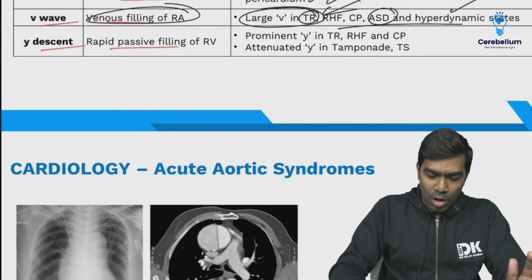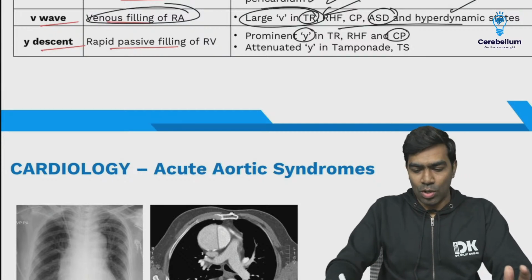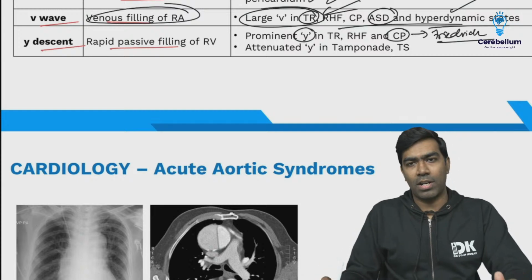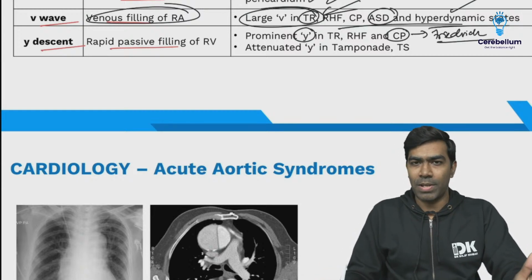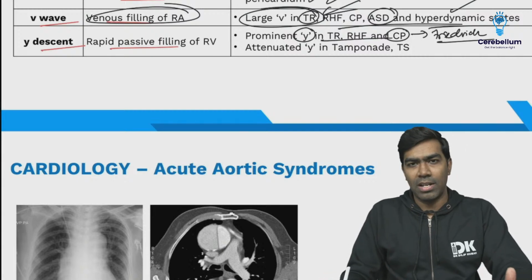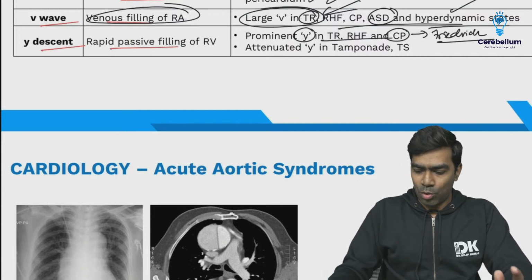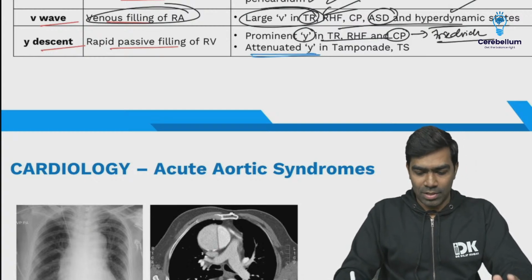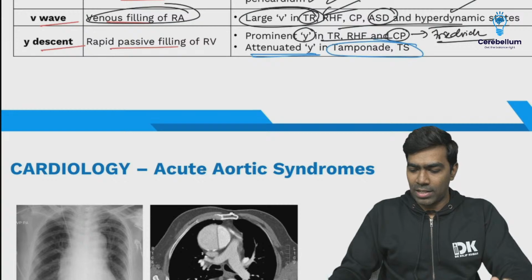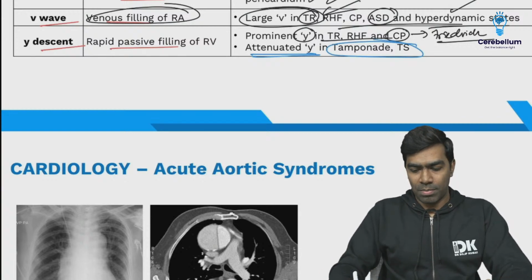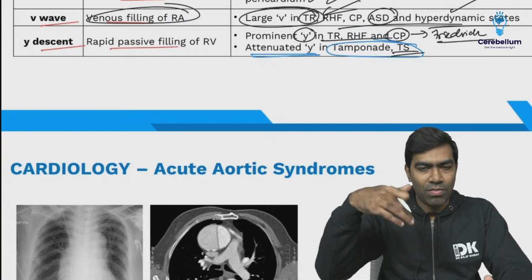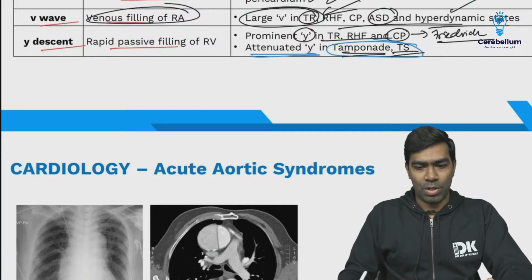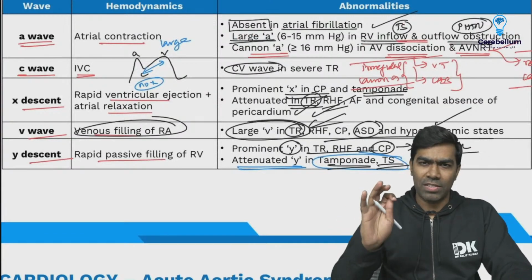Y descent. You will see prominent Y descent in constrictive pericarditis. I told you, this is specifically called Friedreich sign. Okay? Prominent or large Y descent in constrictive pericarditis, and it can be seen in TR and RHF also. And the most important cause of attenuated or blunted Y descent is tamponade. But even tricuspid stenosis, RV inflow tract obstruction is also going to produce a blunted Y descent. But the most important cause is tamponade. So these are some of the important JVP findings, very commonly asked in exams.